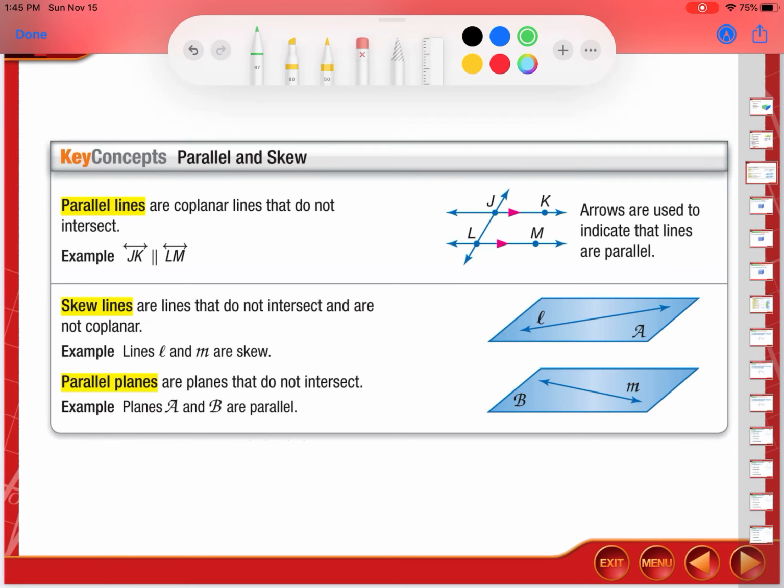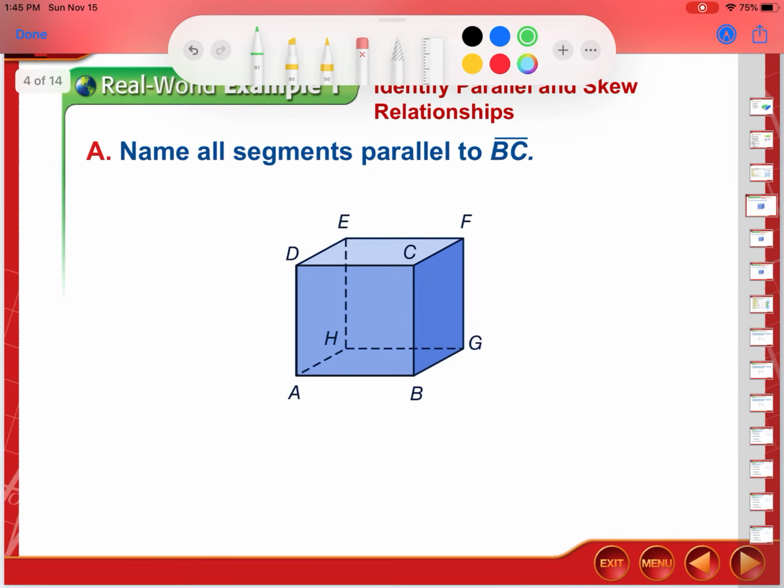So parallel lines, skew lines, parallel lines, we already covered, or parallel planes, we've already covered those, so I'm going to skip over that. So in this example, they ask us to name all segments that are parallel to line BC. So line BC is this line running right up here. So the ones that are parallel to it, that are never going to intersect but share the same plane, would be GF, AD, and then the other one would be EH.